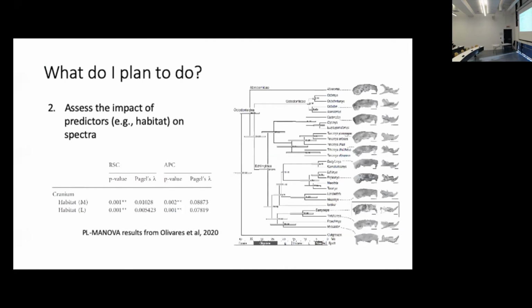The next thing that you can do is assess the impact of these predictors on the spectra. In this case, they looked at the evolution of cranium shape. One of the predictors that they looked at was habitat. They identified that habitat was a significant predictor of cranium shape. So in two different habitats, there are two different shapes of cranium in general. And this could be due to selection for these different shapes. This is conducted using the penalized likelihood MANOVA on those models.